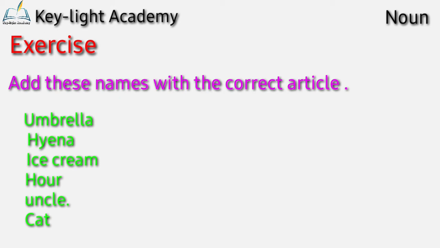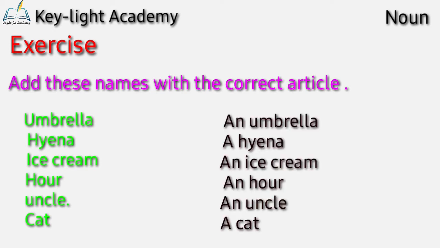Are these names with the correct article? Umbrella, hyena, ice cream, hour, uncle, cat. Thank you for your trying. An umbrella, because the U is a vowel and has the sound of a vowel. Hyena: don't make a mistake, in hyena the H isn't silent, so add a. An ice cream. An hour: now the H is silent, so I add an. A cat.